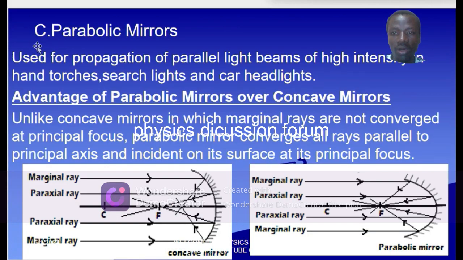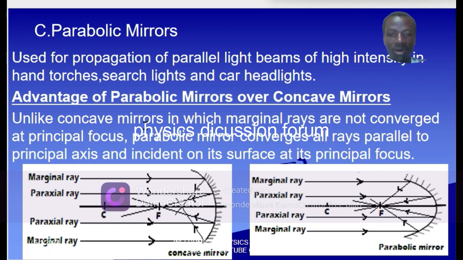Let us move to parabolic mirrors. Parabolic mirrors are used for propagation of parallel light beams of high intensity, like in hand torches, satellites, and headlights. This mirror is used to solve the problem of spherical mirrors, which is called spherical aberration.